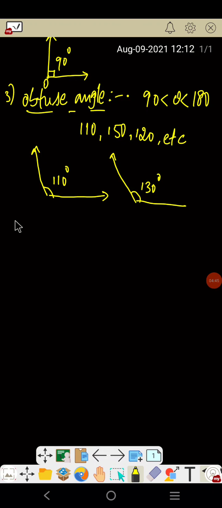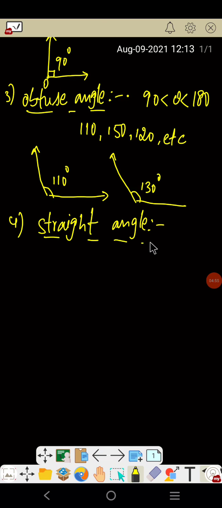Is it clear? The next one, the fourth one, is the straight angle. How to define the straight angle? It means an angle whose value is exactly 180 degrees, that is, theta is equal to exactly 180 degrees. An angle whose value is exactly 180 degrees is called a straight angle. A straight angle always lies on a straight line. So here AOB is a straight line, and on this straight line the angle is 180 degrees.